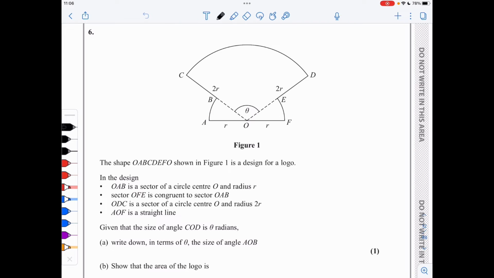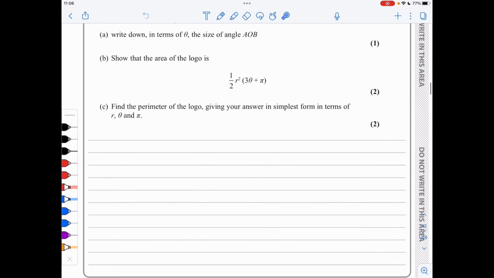In question 6, we've got the figure shown here. It's composed of 3 sectors. The 2 smaller sectors are congruent, and we need to write down in terms of theta the size of the angle AOB, which is the angle here. We are obviously in radian mode, so all of this here is pi. Since the 2 sectors are congruent, then the 2 angles here are equal, and therefore the angle we are after is just pi minus theta over 2.